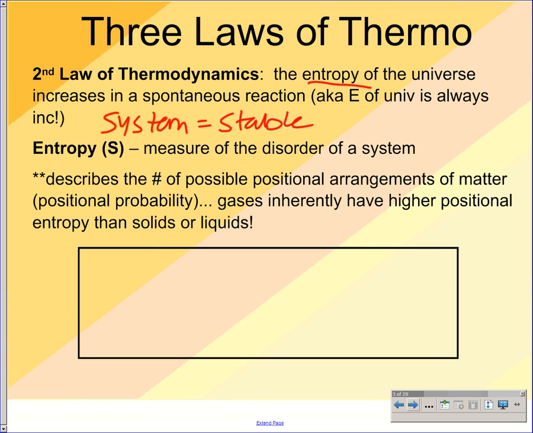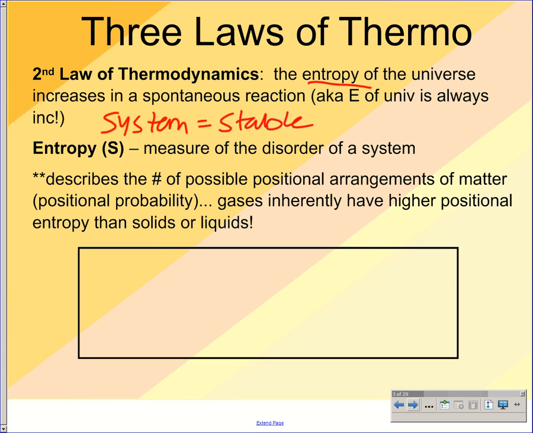There are like four ways to say the second law of thermodynamics. You can say the energy of the universe is increasing, always, always, always. You can say that the system is going to go to more disorder. You can say that the entropy of the universe is increasing. We're going to talk about spontaneity here in a second. It's phrased slightly differently.